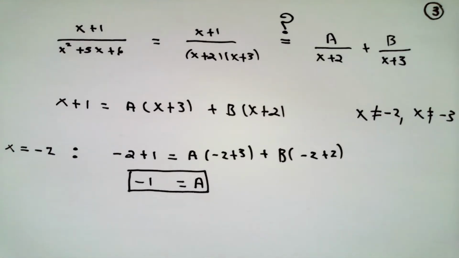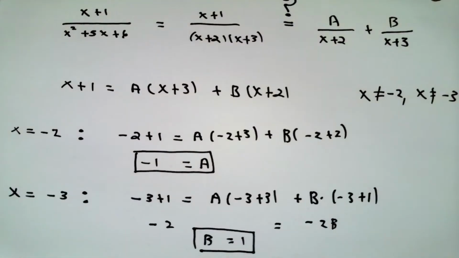So really I'm taking the limit as x tends to -2. Doing so, I find out that -1 is A times 1 plus B times 0. That tells me that A has to be -1.